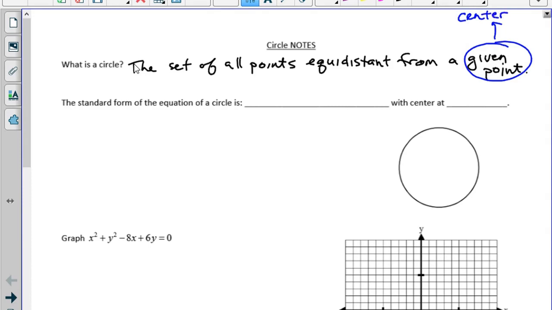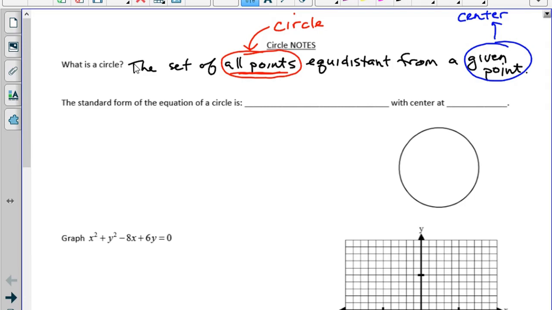And then all of these points that are on the outside, this is actually the circle. So the circle is these points. The center is not actually a part of the circle. All of the points that are the exact same distance from a given point are what characterize a circle.